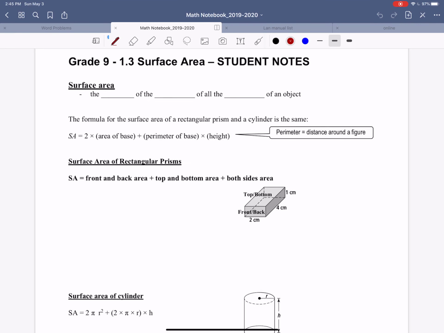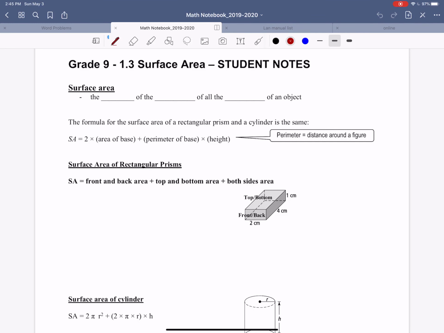Okay, so 1.3 there is surface area. Surface area is basically the total of all the areas of all the surfaces combined. Some of you are really good at calculating surface area already.